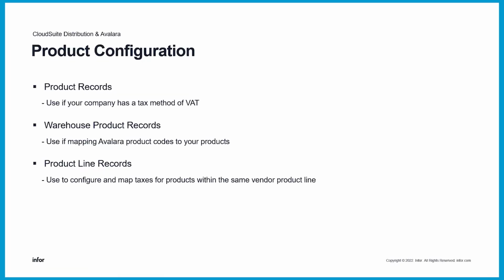If your company has a tax method of value-added tax or VAT, use product setup to prepare your product records for VAT processing. Use warehouse product setup if you're mapping Avalara product codes to your products, or if you want to save time, configure taxes at the product line level to have it mapped to products from the same vendor product line.